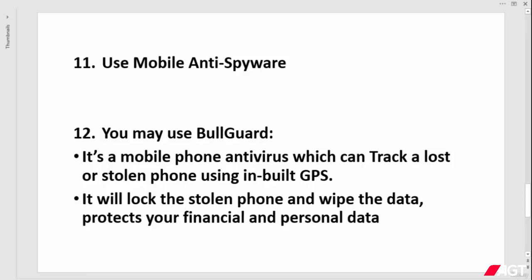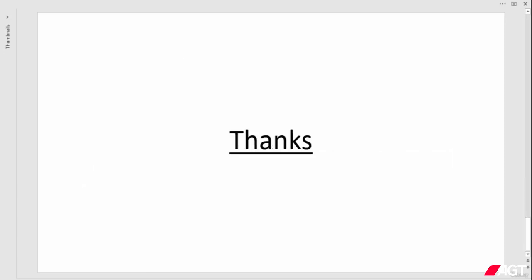Now you may use BullGuard. What is BullGuard? It's a mobile phone antivirus which can track a lost or stolen phone using inbuilt GPS, and it will lock the stolen phone and wipe the data in order to protect your financial and personal information. So these are some of the very common but most important mobile security guidelines.